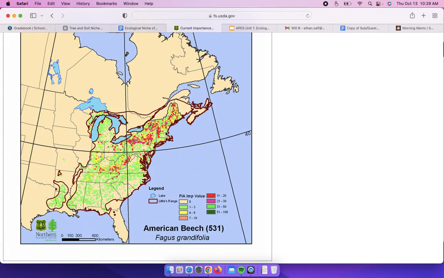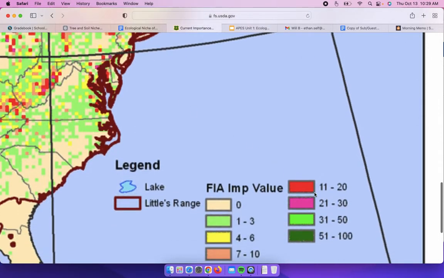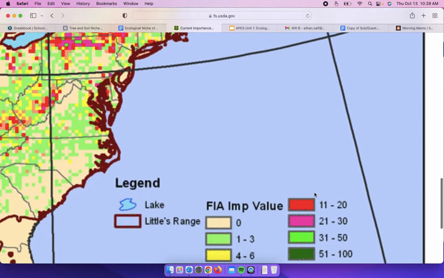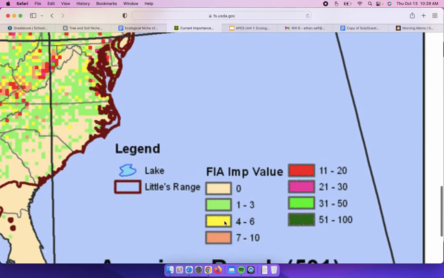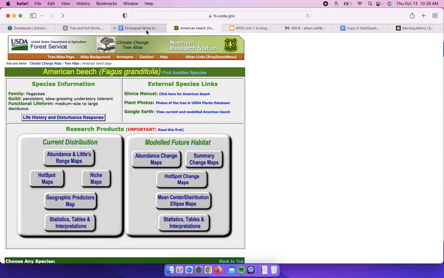We can see within Vermont that we tend to have a north-south density distribution with a little bit of some differences within the Champlain Valley and a little bit over by St. Johnsbury, but generally we go from an FIA value of about 11 to 20 to about a score of 1 to 3/4 to 6 as we move north and south. Let's go take a look at some other things.